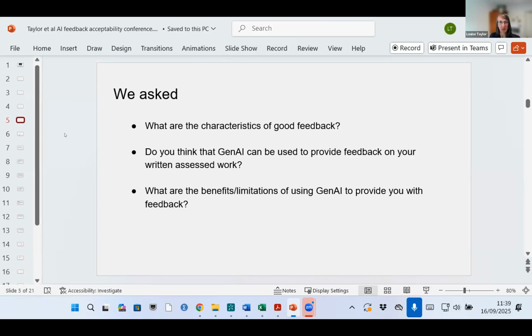So essentially, we asked them first to talk about what they think good feedback involves. We asked them to reflect a bit on whether they thought GenAI could be used to provide feedback, perhaps whether they were even using it themselves already to get feedback or help them with their written assessments. And then a general discussion around what they think might be the pros or the cons of using GenAI to provide feedback on their written work.